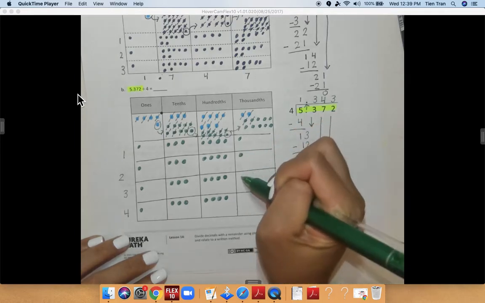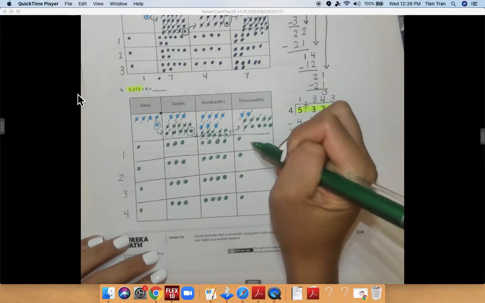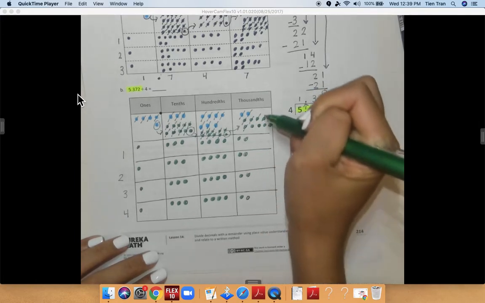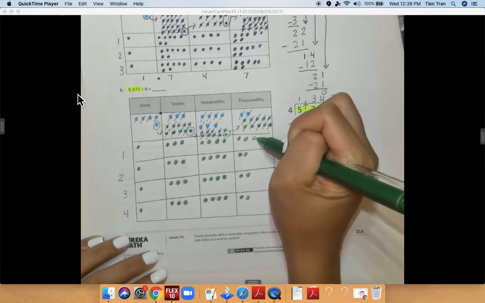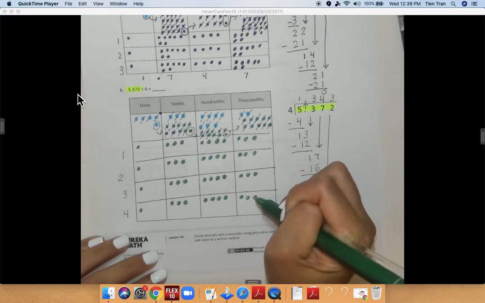1, 2, 3, 4. 1, 2, 3, 4. 1, 2, 3, 4. And the last one, 1, 2, 3, 4. 1, 2, 3, 4.